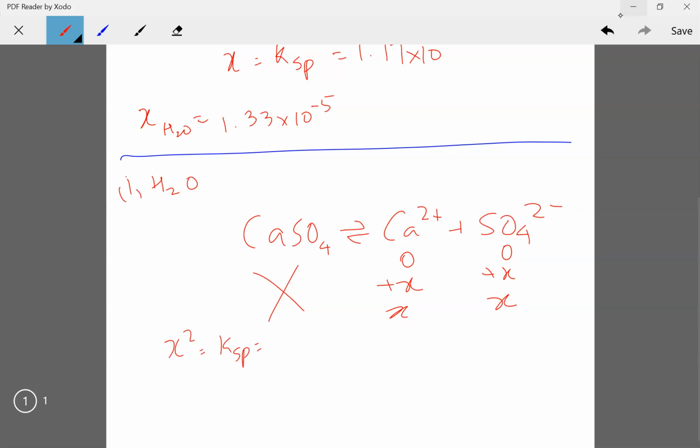What is my Ksp of calcium sulfate? Back of the textbook, 4.93 times 10 to the power negative 5. So my x, which is molar solubility in pure water, is the square root of 4.93 times 10 to the power negative 5, which is 7.02 times 10 to the power negative 3.